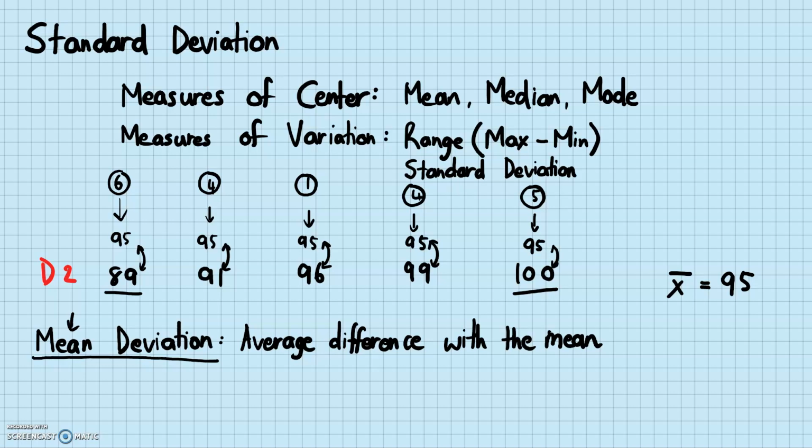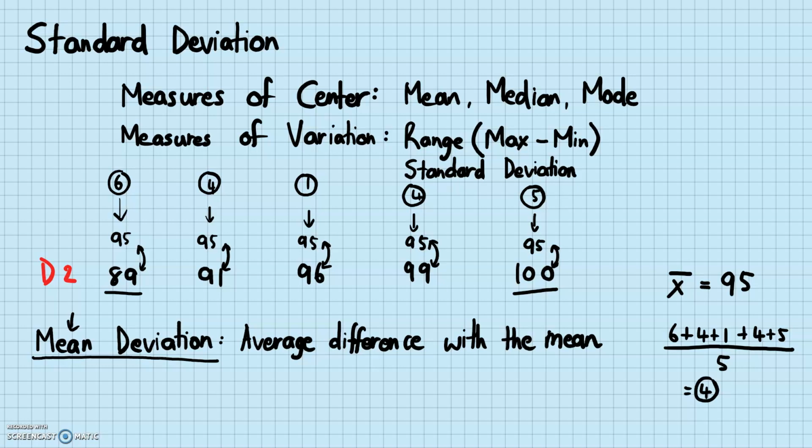And to find the mean deviation, we are finding the average of these differences. So we're doing 6 plus 4 plus 1 plus 4 plus 5, divide that all by 5. Let me see, that's 10, 10, 20 divided by 5, right? So that's going to be 4. So the mean deviation equals 4 in this case.